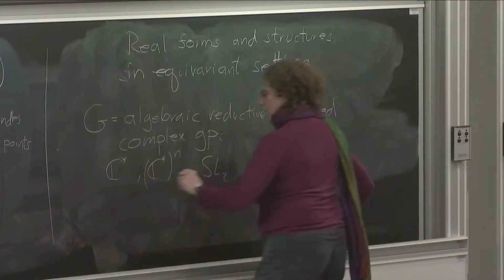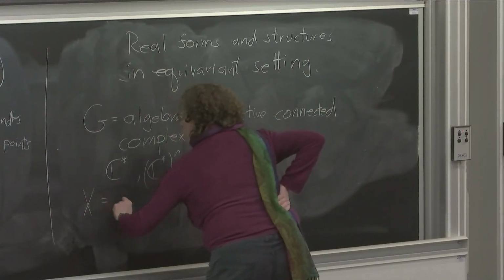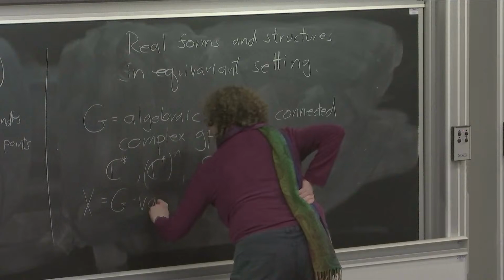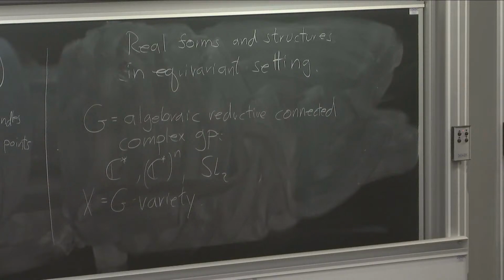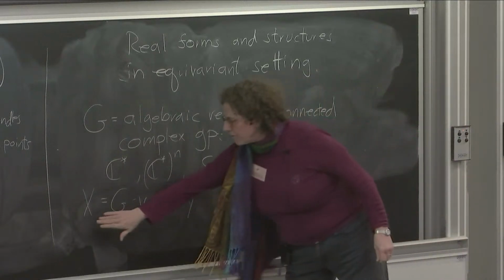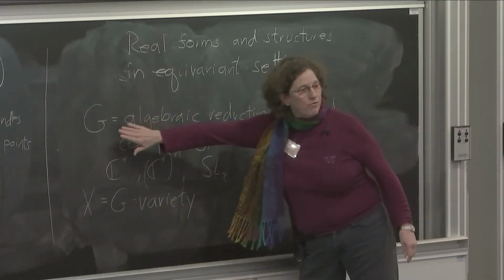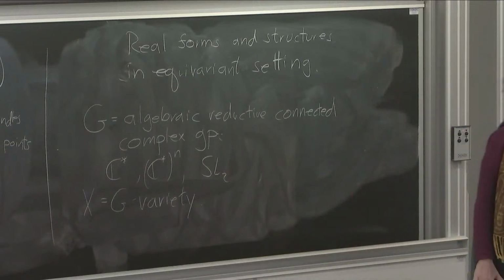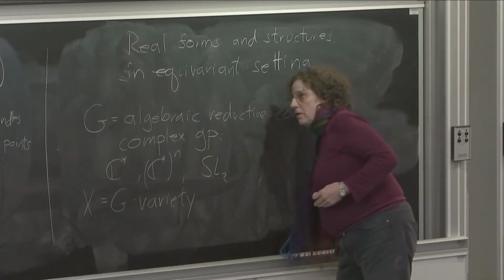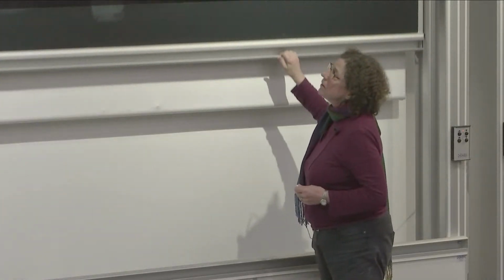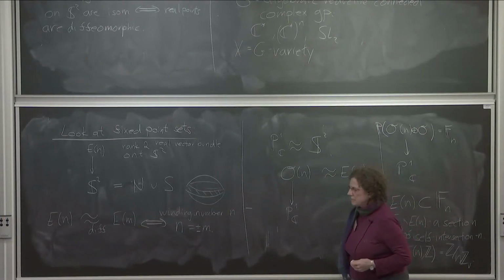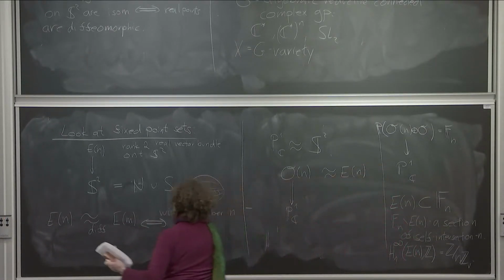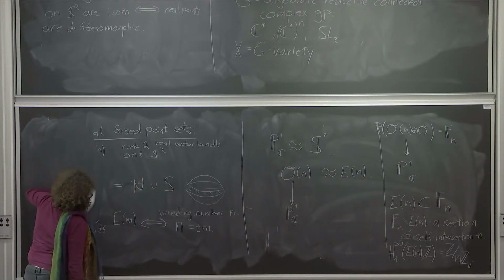And what I'm going to consider now is X to be a G-variety. And I want to define a notion of real form of everything. That means real forms of X which are compatible with real forms of G. Okay? So I will start by defining the object.